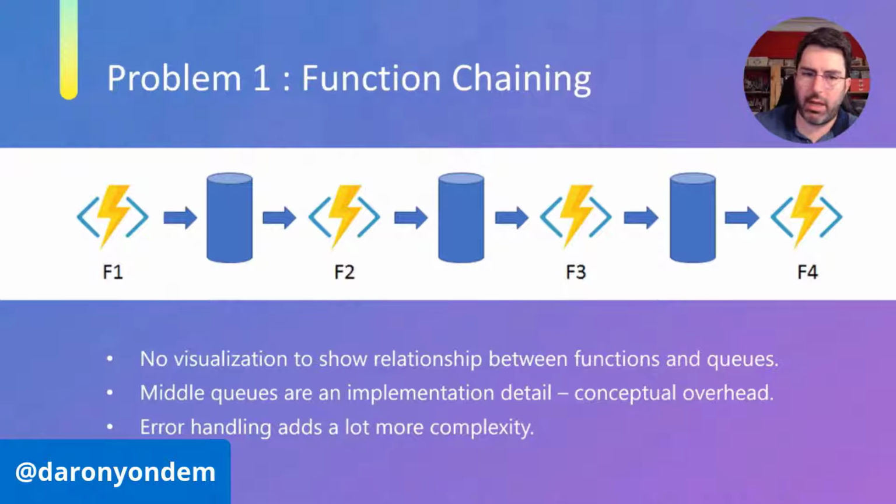This is a pretty easy one. So we got sequential logic, right? We got one function running after the other one and the other one. Usually what we do, if we had to do something like this, is put some kind of a queue between the functions, right?